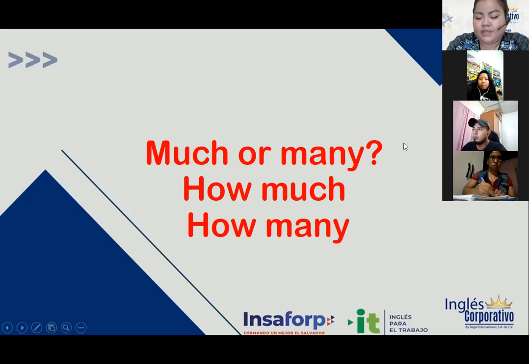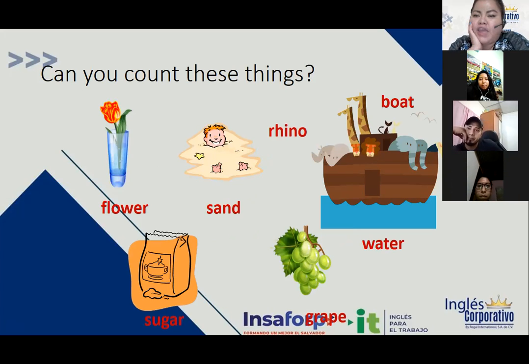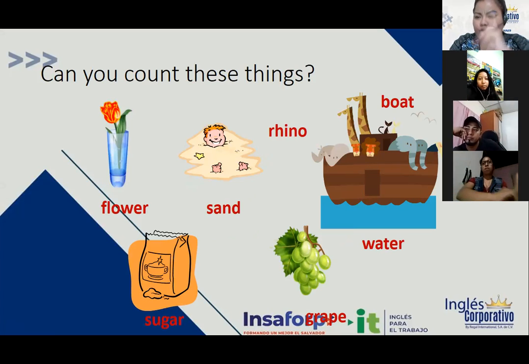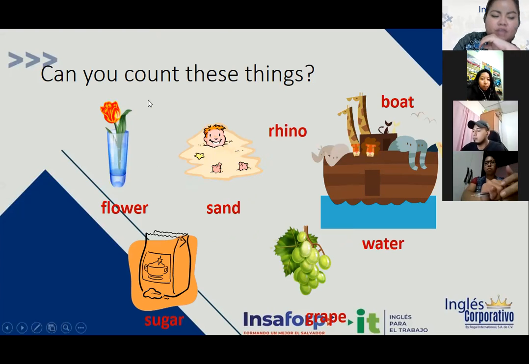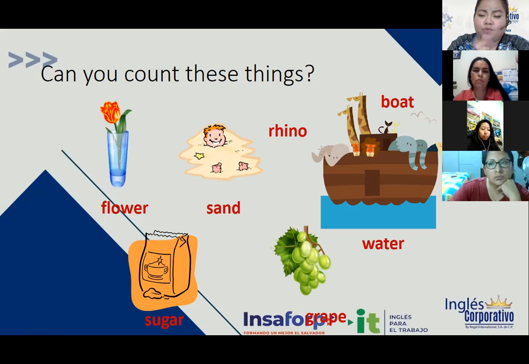Now we have these two, right? And we're going to see some examples. Now we have one question. Can you count these things? Can I say one flower? Is that okay? One flower? ¿Podemos contar estas cosas? Count significa contar. Can you count? Yes. Can we say one sun, two sun? Sun means arena. Can we say one sun? No. We cannot say one sun.